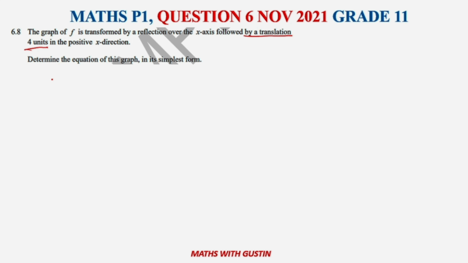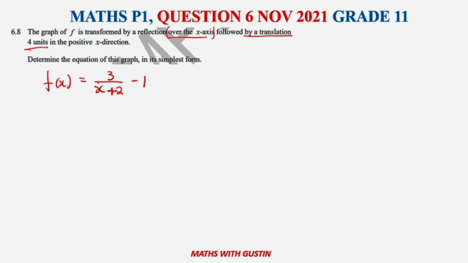Okay, let's write f of x, the original equation of f of x before it was moved. f of x initially was 3 all over x plus 2, minus 1. Okay, so I'm going to need you guys to listen very carefully. The first statement says the graph is transformed by a reflection over the x-axis. You see this part saying over the x-axis.